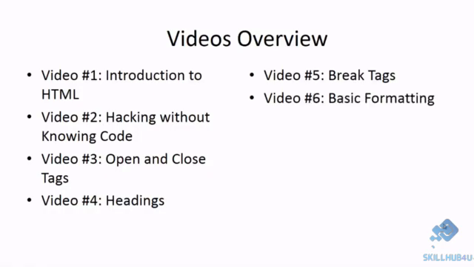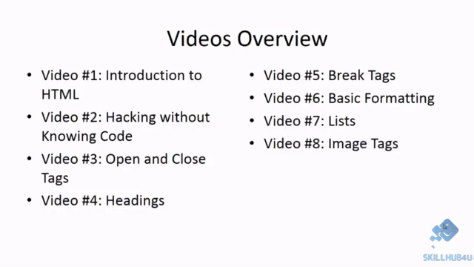In video number 6, we're going to talk about basic formatting, like underlining, bolding, and italicizing, things that you are going to run into. In video number 7, we're going to talk about lists, unordered lists and ordered lists. How do you create these types of lists? Because this is something you're going to want to do. In video number 8, we're going to talk about image tags and how to make them SEO friendly, and of course in video number 9, we're going to talk about hyperlinks.